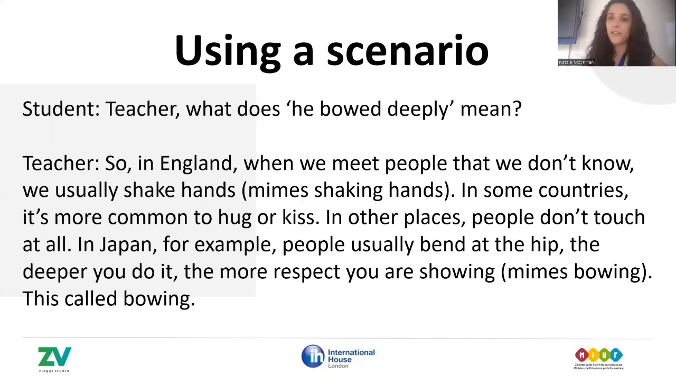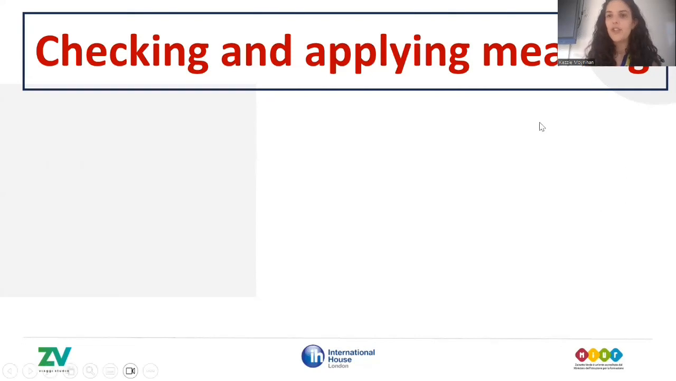So here the teacher has used a scenario to clarify in which cultures bowing happens, why it happens, and in what places it might not be appropriate. So for example, in a country like Italy, where people are much more prone to hug or kiss or touch, even when meeting strangers, bowing would not be seen as culturally appropriate. Now, we're going to look at checking and applying meaning.